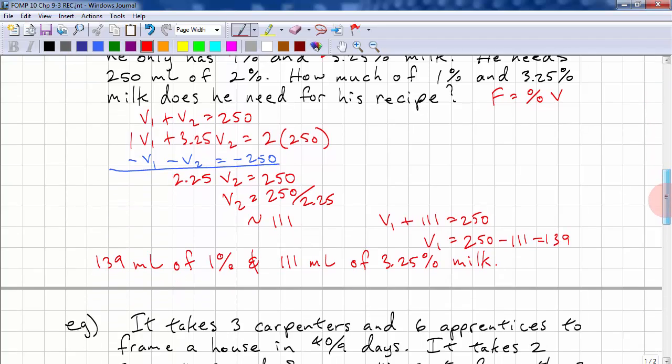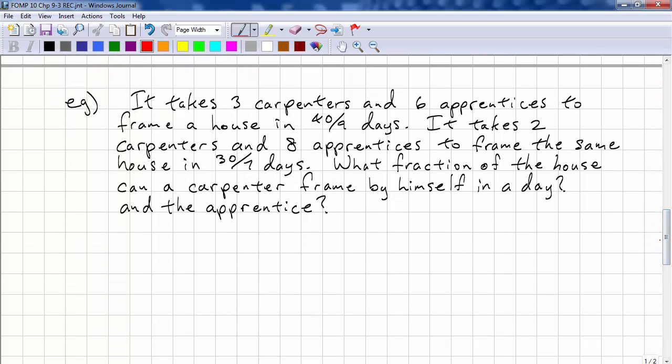Let's look at the next problem. It takes 3 carpenters and 6 apprentices to frame a house in 40 over 9 days. It takes 2 carpenters and 8 apprentices to frame the same house in 30 over 7 days. What fraction of the house can a carpenter frame by himself in a day, and the apprentice as well?